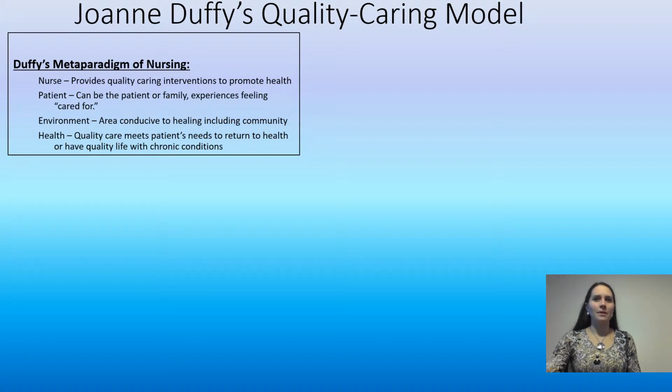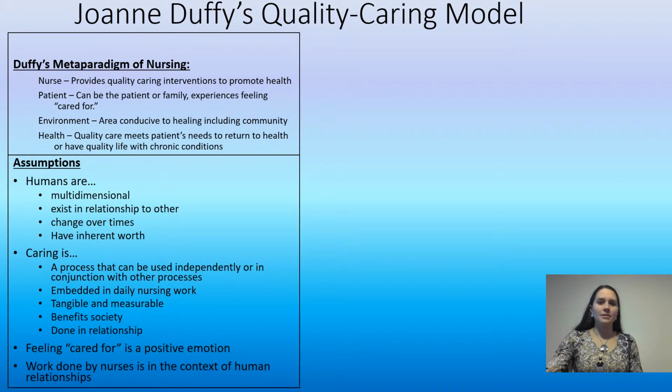The patient is the one that is experiencing the cared for feeling. This is a very important concept in Duffy's model. The environment is the area that we're producing to be conducive with healing. This can be a variety of places, inpatient, outpatient, the community, just a variety of things that can be done in areas that we can promote healing. And then health, this is the quality caring interventions that are meeting the needs to promote health or return to health. It also is applicable for patients living with chronic conditions to produce quality of life.